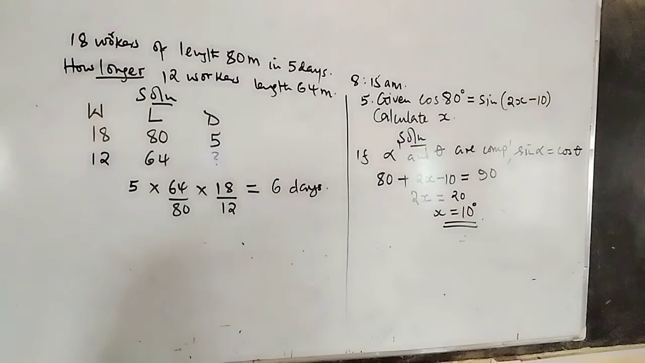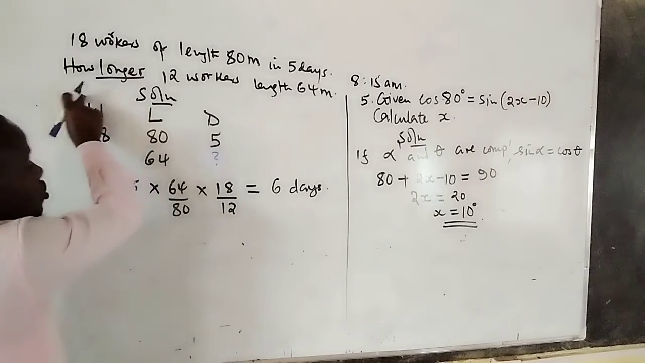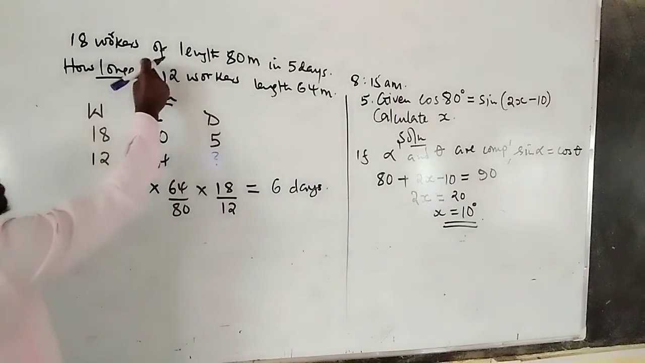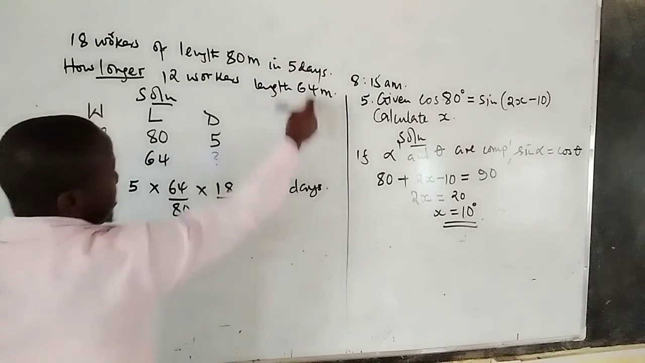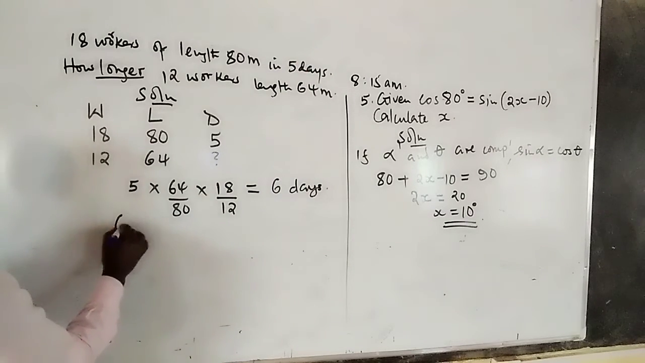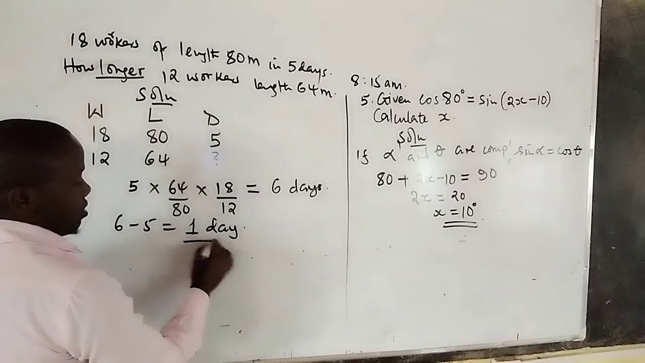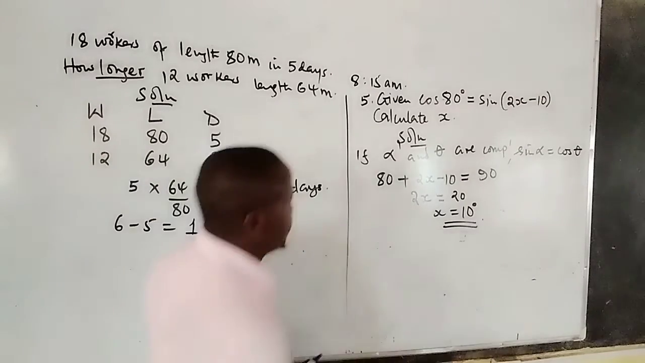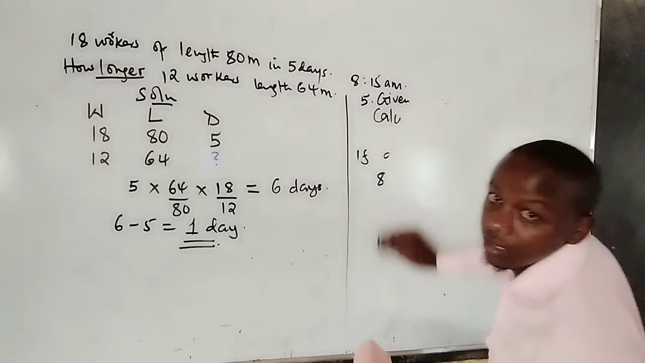They will be requiring 6 days. Now the question is asking us how much longer. So they will take 6 days, but how much longer? It means comparative form with the former number of men and the length of the trench: 5 days and now 6. So the difference is 1 day longer. The answer is 1 day longer. So that's how it was to be done. The next question.